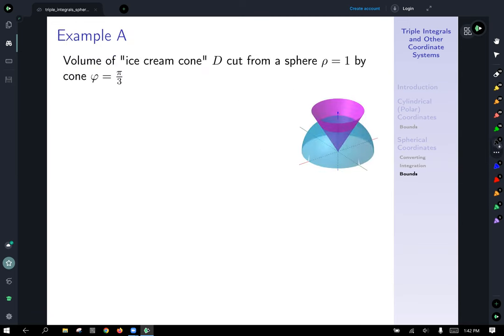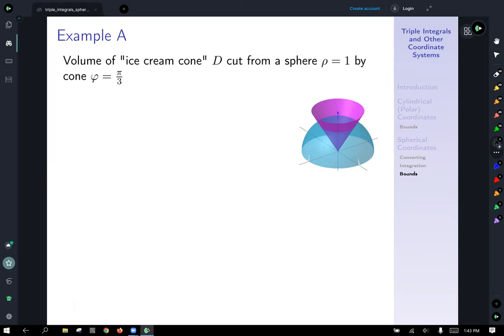All right, so let's work an example here. Let's find the volume of an ice cream cone cut from a sphere of radius 1, so rho is equal to 1, by the cone phi is equal to pi over 3. So I have a nice pretty picture here. I used GeoGebra to do it, but I had to type in the rectangular equations because I honestly am not that good at it and don't know how to make spherical coordinates graph on that. So let's try and sketch this thing out.